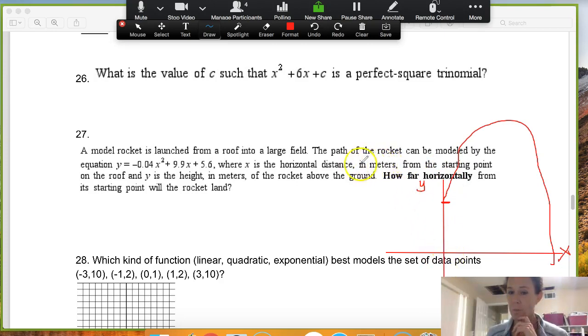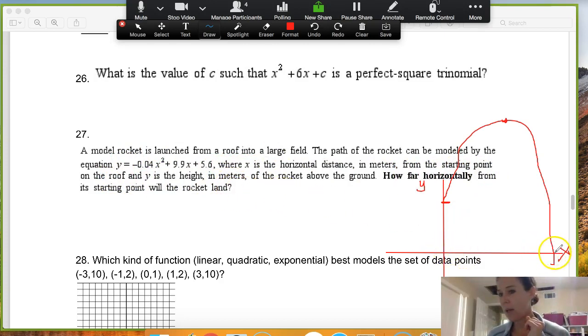We want to know the horizontal distance. So the hard part about this is, what am I looking for? Remember when we wanted to know, what is the maximum height? How long does it take to get to the maximum height? Oh, max height means vertex, y value of the vertex. How long does it take to get there? That's the x value of the vertex. Okay, that's not what it asked us here. It said from the starting point on the roof, how far horizontally from its starting point will the rocket land?